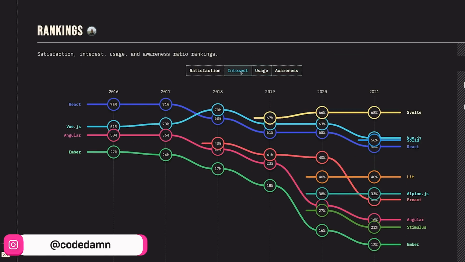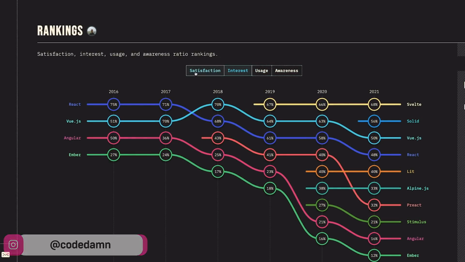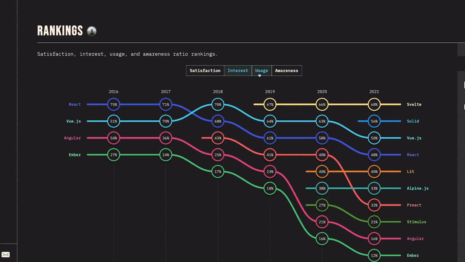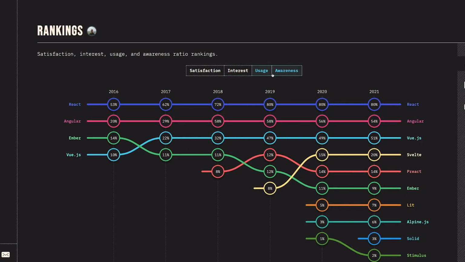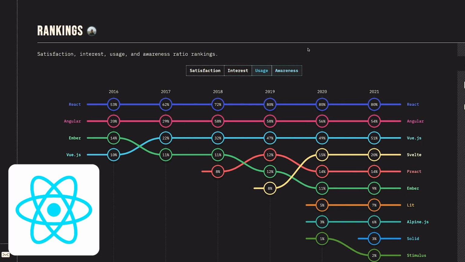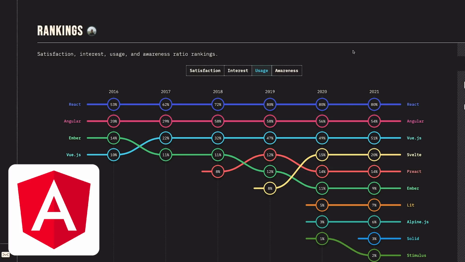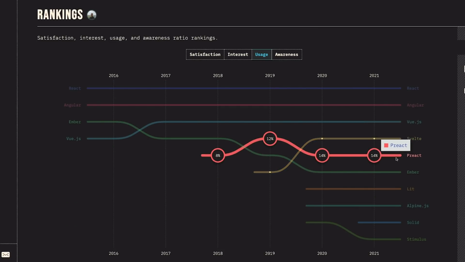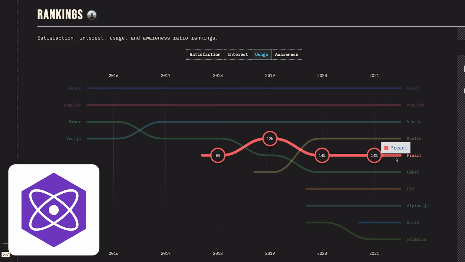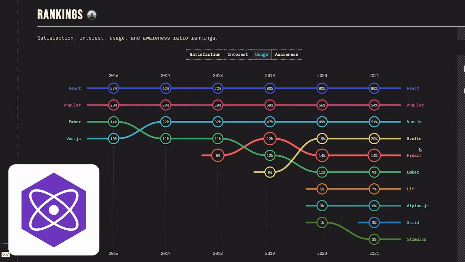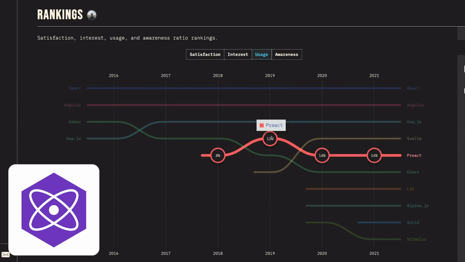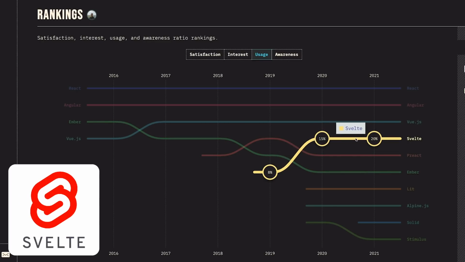For usage, these graphs interleave a lot, I mean, satisfaction and interest, but usage gets the bar straight. React has been the king of usage for a very long time. Angular comes right below that. Then there's Vue.js, again for a very long time. Then we have a couple of new players in town. Preact, which is React itself but a little minified version of it, used to be at number 4 by 2019, but Svelte overtook it.